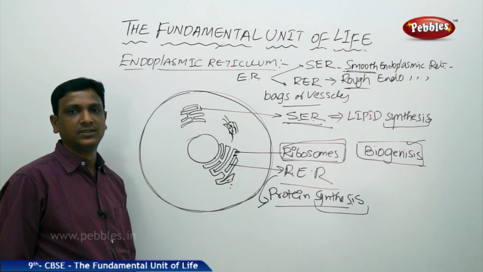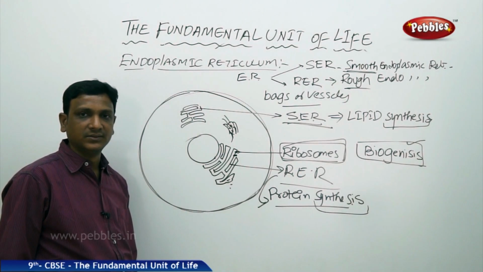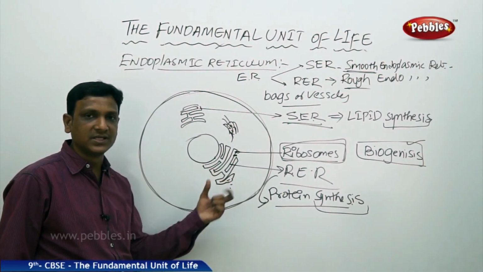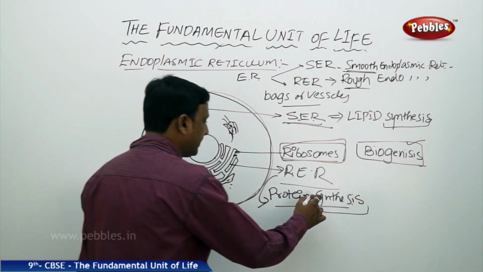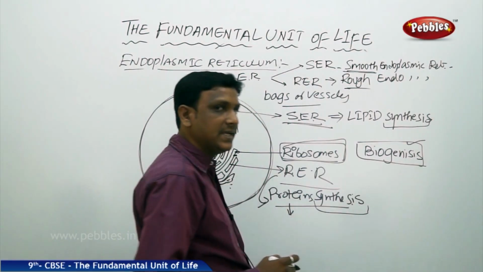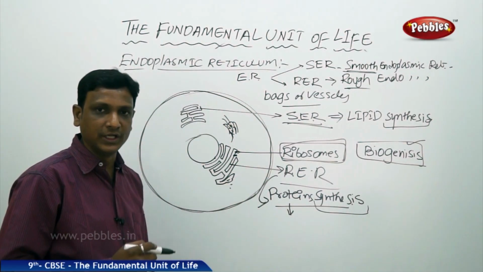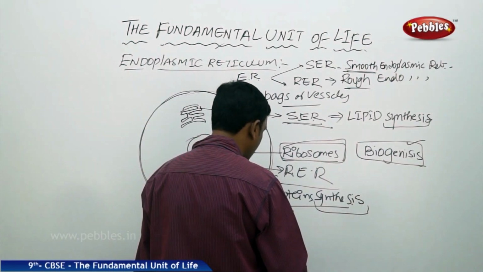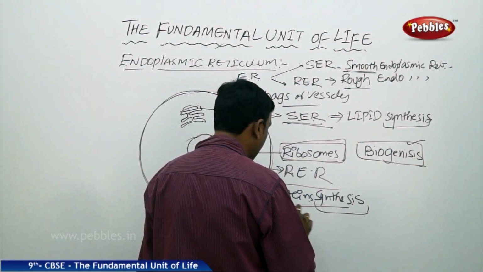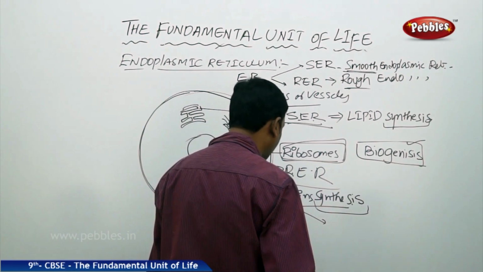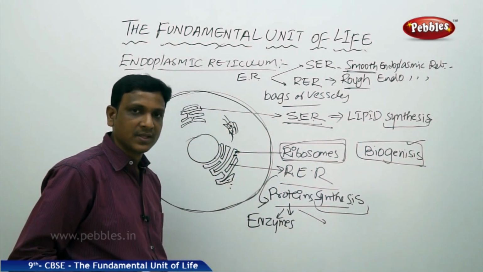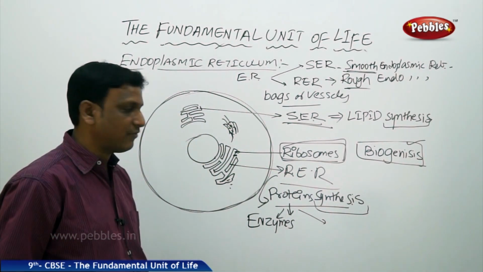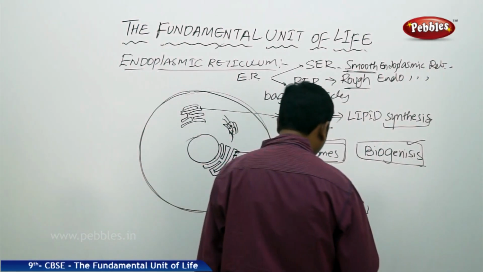Of course, various proteins that are synthesized in the rough endoplasmic reticulum are converted to very important biochemical molecules like enzymes and hormones, which play a very active role in the control, coordination, development and metabolism of an organism, enzymes and hormones.